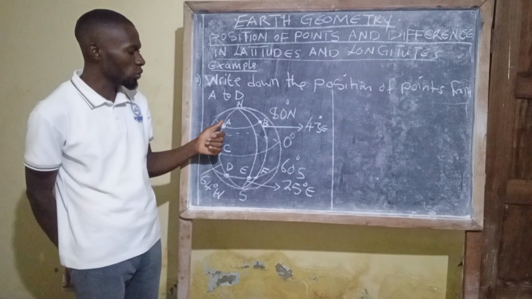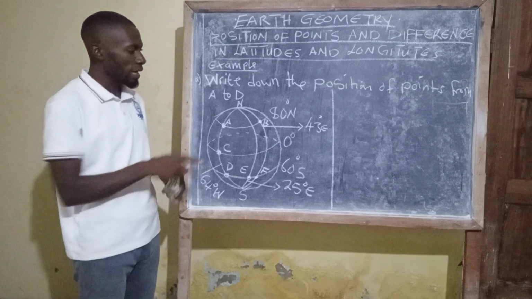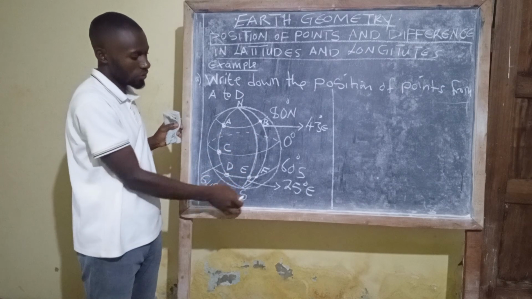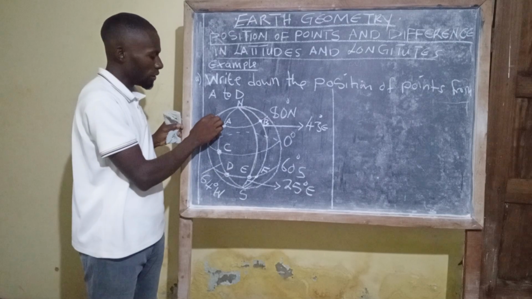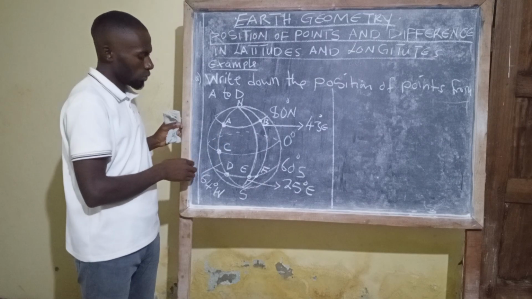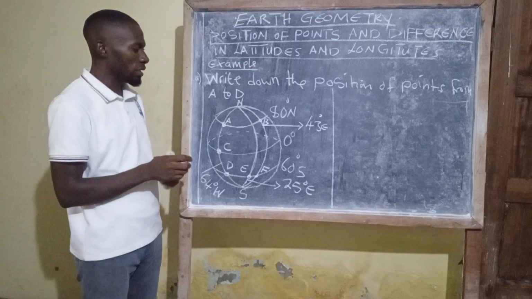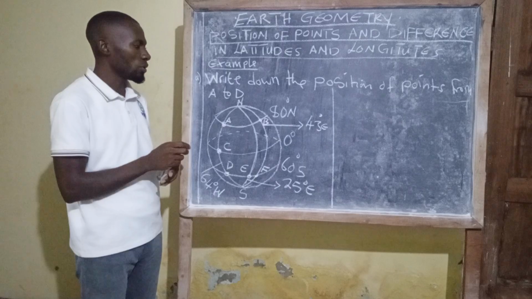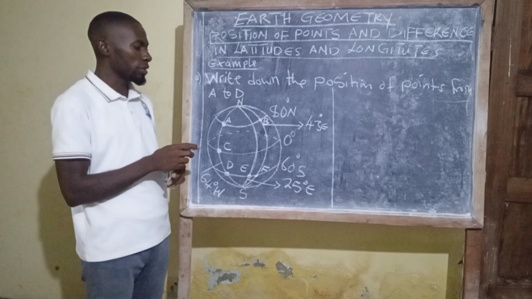We also have to know which ones are longitudes and which ones are latitudes. Longitudes are lines running from north to south, from south going to north. Then the latitudes are lines running from west to east. There is also what we call the great circle and the small circle. Latitudes are considered to be small circles and the longitudes are considered to be great circles.